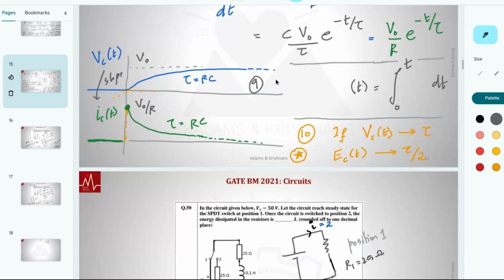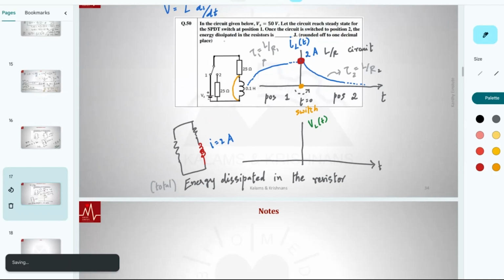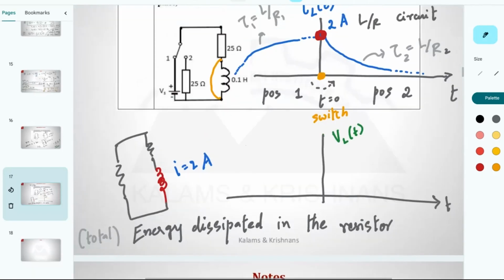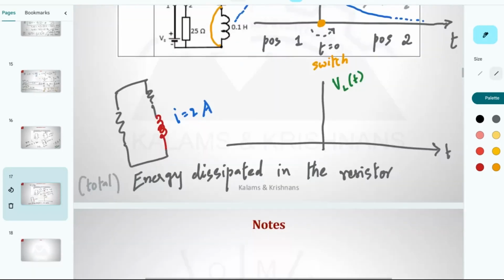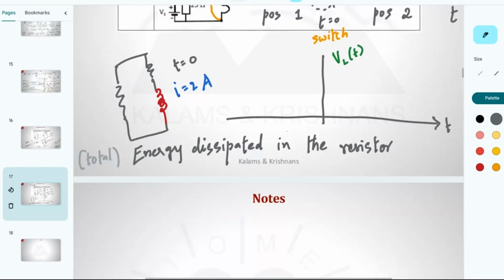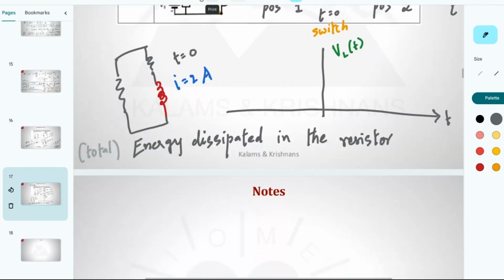Technically, power by definition is energy per unit time, dE by dt. So given energy, you can find the power. That is one thing. And given power, I square R in a resistor, you can integrate that. This is a power dissipated in a resistor. You can integrate that and get energy. So they want the energy dissipated in the resistors in this position. Initially at t equal to 0, this is what you have. You could do it by 2 means. You should know both the means.